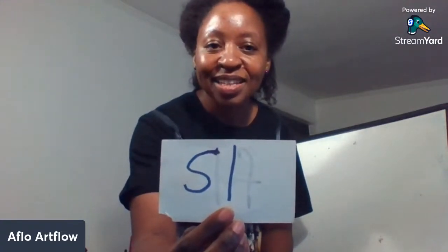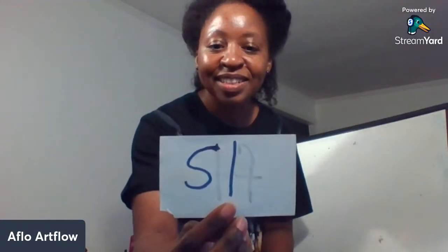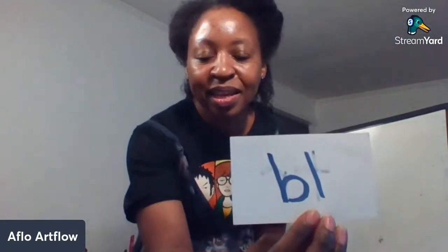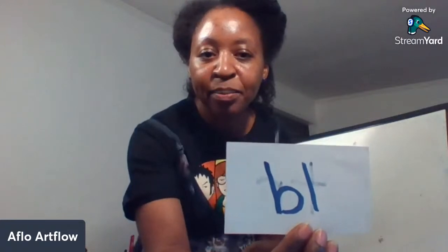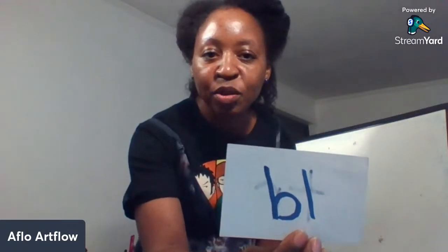Okay. And what sound do these two letters make? Sla, sla, sla. What sound do these two letters make? Fla, fla, fla. Again, these two letters make the blah sound, blah, blah, such as black or blue.